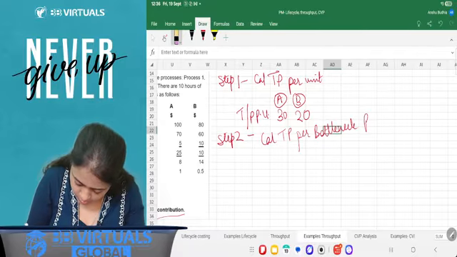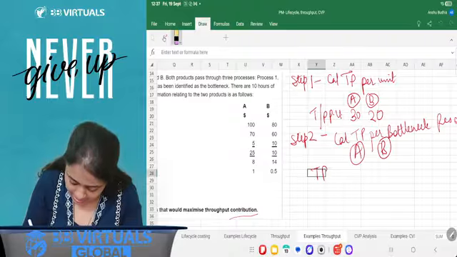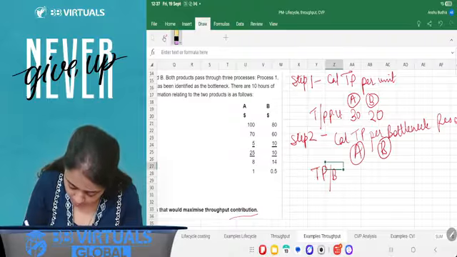Again, I will list down A and B, and I will write here throughput per bottleneck hour. Okay, my friends, I'm sure you're getting all this. So we get throughput per bottleneck hour. And what is the throughput per bottleneck hour? Here it is 30 divided by 1, which is 30. Then for B, throughput per unit, 20, divided by 0.5, which is 40. 20 divided by 0.5 is 40, correct?